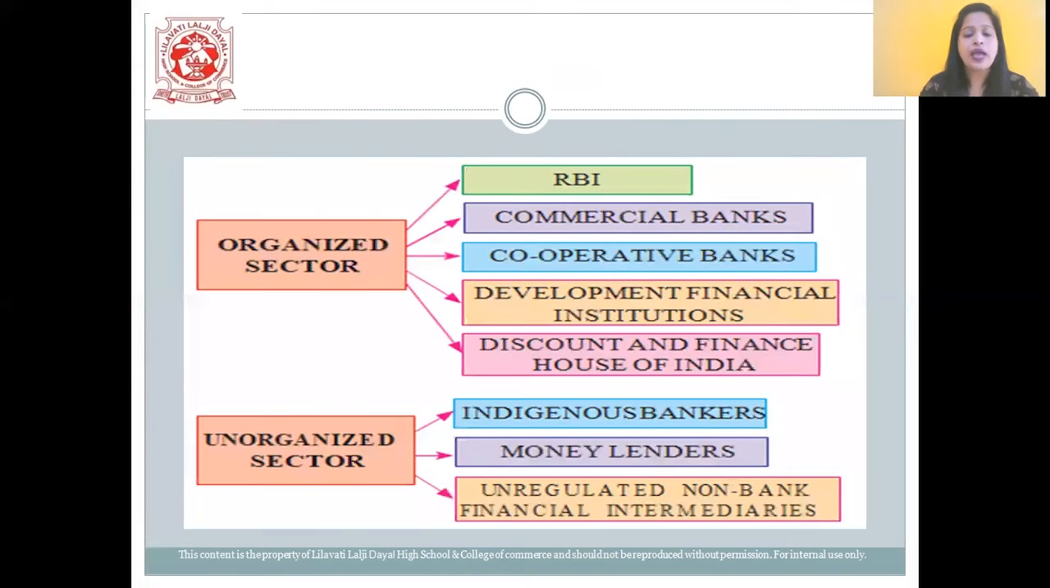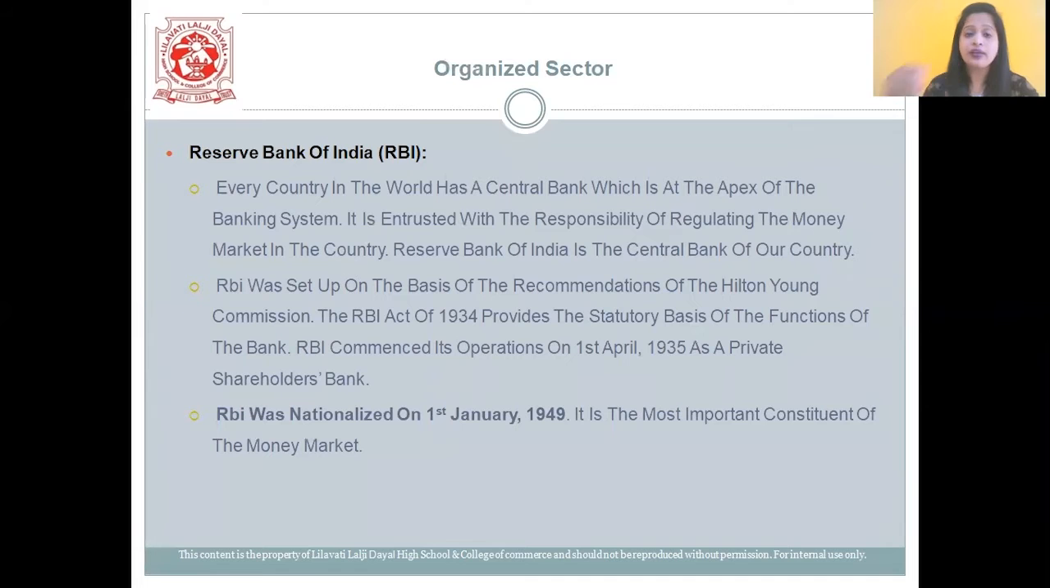Now, we have two sectors: the organized sector and the unorganized sector. In the organized sector, we have the RBI, commercial banks, cooperative banks, development financial institutions, discount and finance house of India. Whereas in the unorganized sector, we have indigenous bankers, money lenders, and unregulated non-bank financial intermediaries. Now, under the organized sector, students, the first one is RBI, Reserve Bank of India.